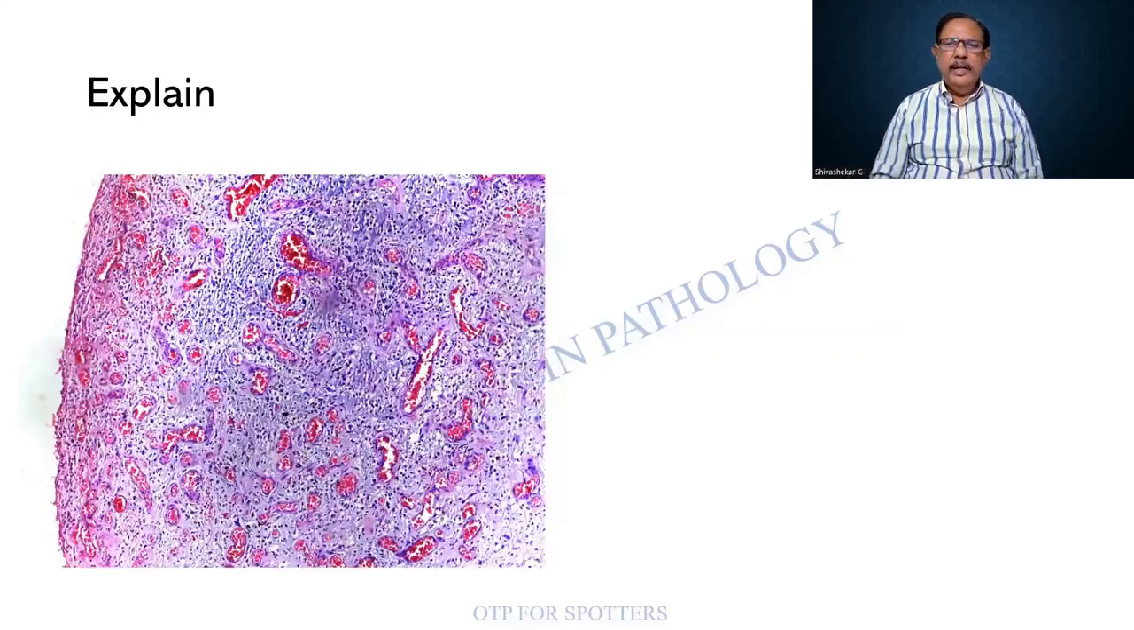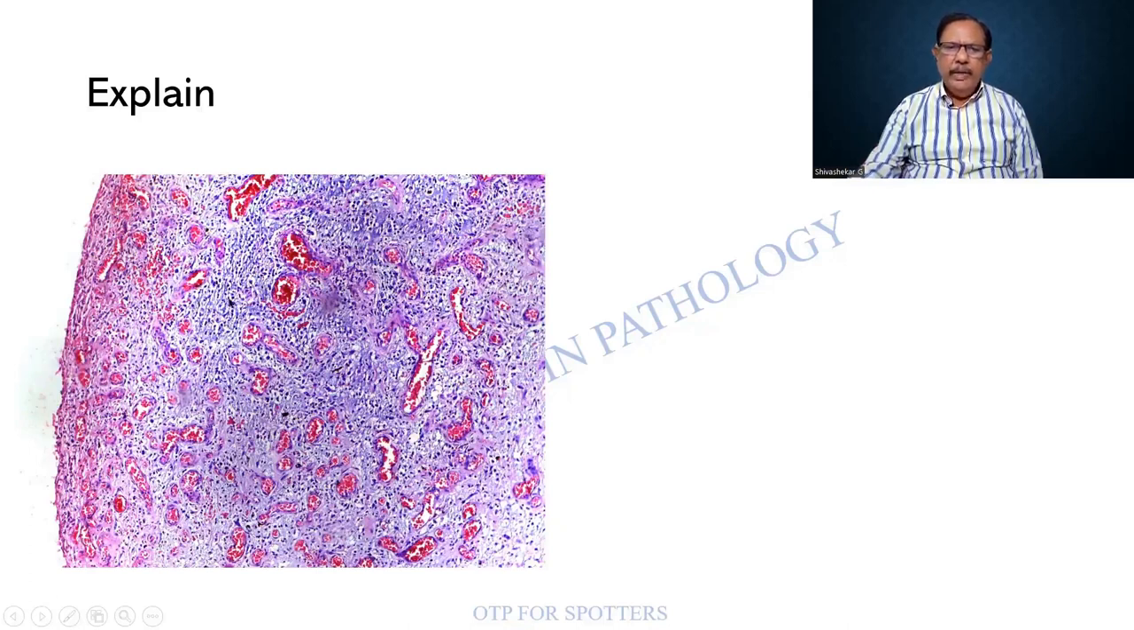This is the next slide. Let us explain what is there in it. I am able to find out some kind of an epithelium. I do not know what it is at this magnification. But I can make out numerous small caliber blood vessels. These are also blood vessels. Why? Because I can see the RBCs at this magnification.